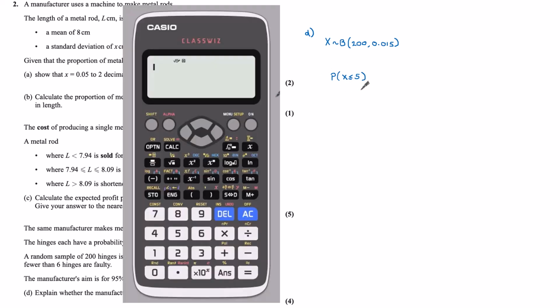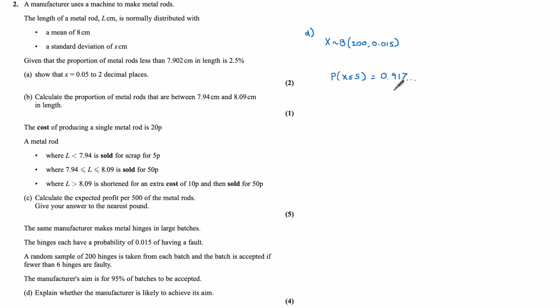On our calculator, so we have a binomial distribution, so let's go to stats mode 7. I want binomial CD, so number 1 as a variable. Now this time I want less than or equal to 5. N is 200, and the probability of a fault in these hinges is 0.015. Gives me a probability of 0.917 and so on.